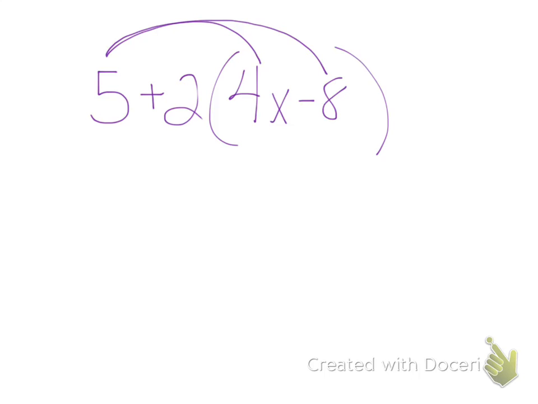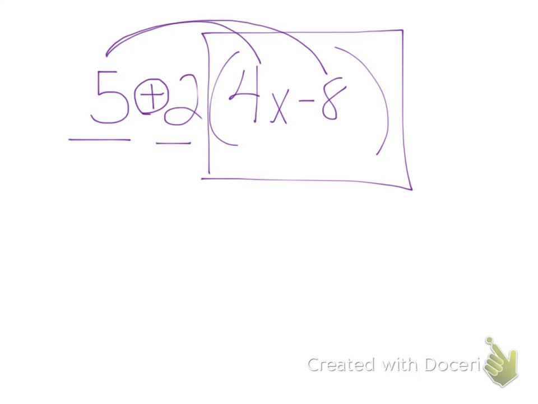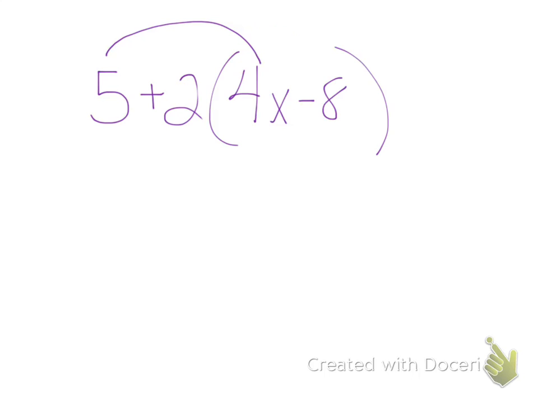This distribution belongs to the number that's timesing to the parentheses. It is not 5 times the quantity of 4x minus 8. It's 5 plus 2 times the quantity of 4x minus 8. So who did I say was times the quantity? It was the 2 times the quantity. So it's this. Easy said, multiply by the number touching the parenthesis.